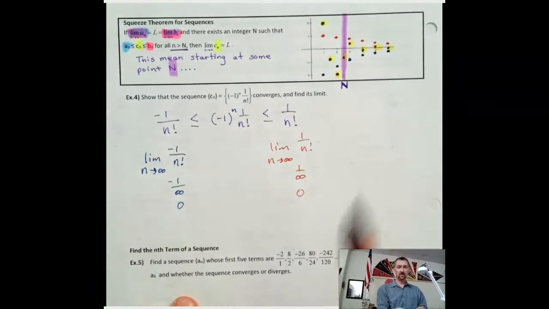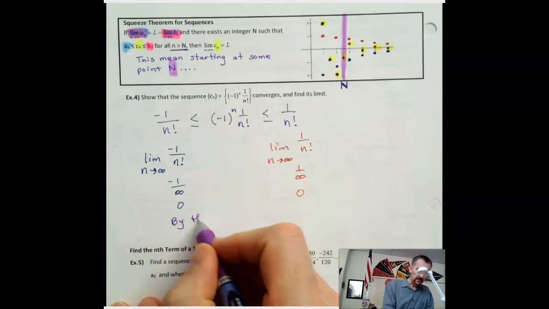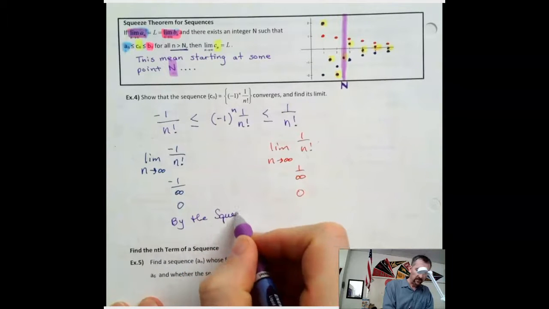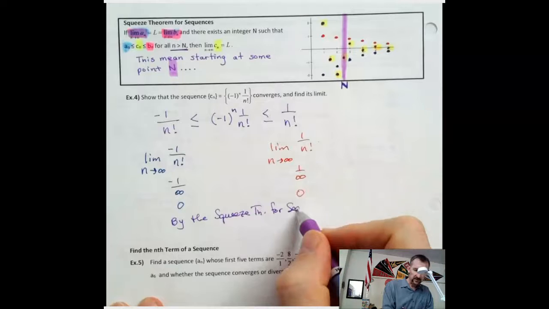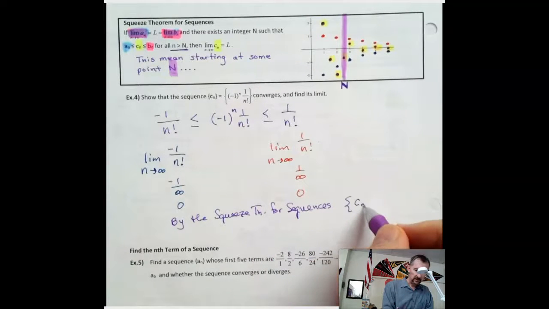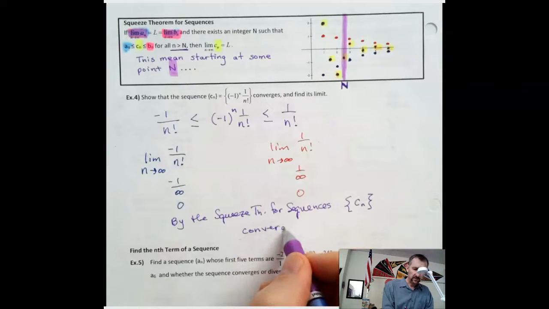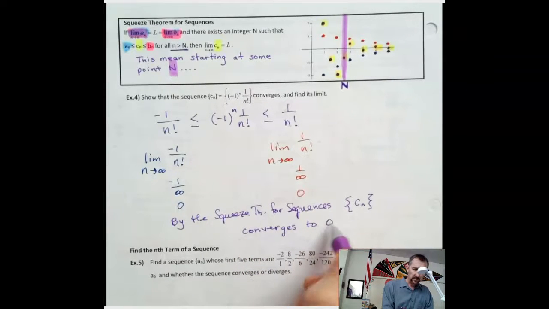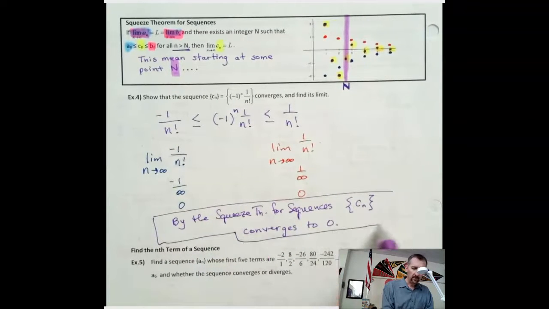Okay? So by the squeeze theorem for sequences, C of n converges to 0. All right.